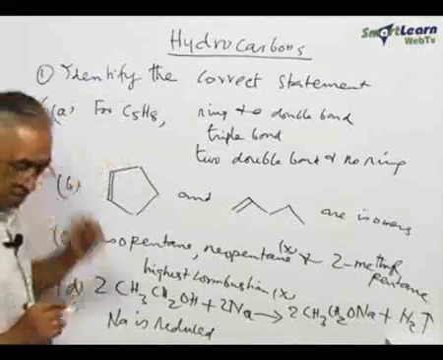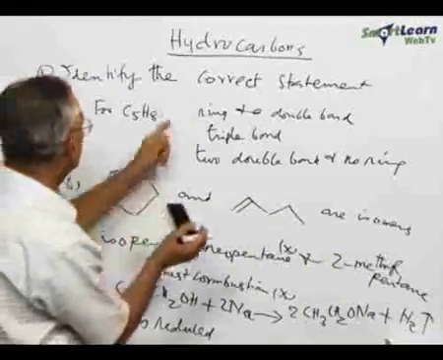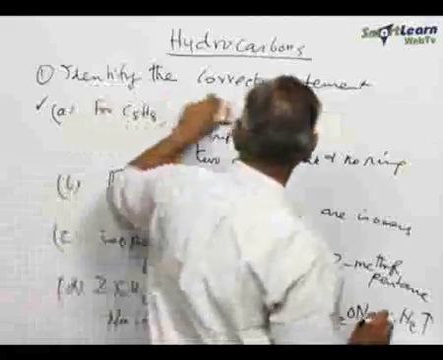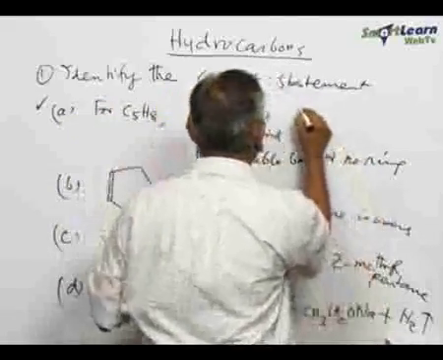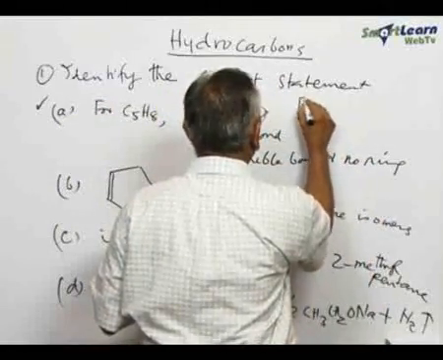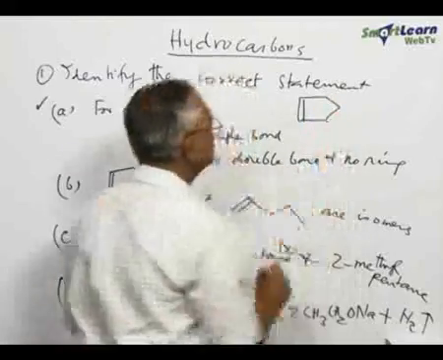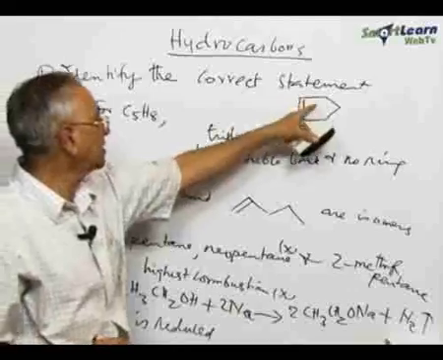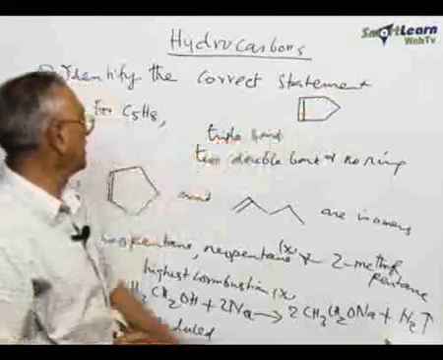Let us analyze this one after the other. First one is, for the compound C5H8, it can have a ring and a double bond. As for example, a ring and a double bond. This is actually C5H8. This is possible. When you add up, you will find it will be C5H8.